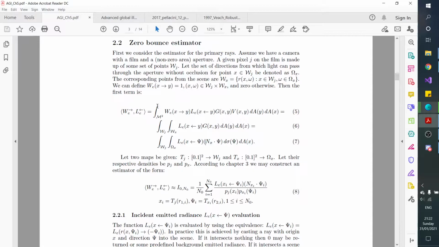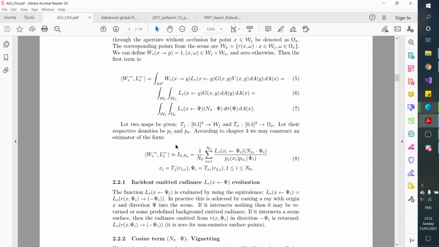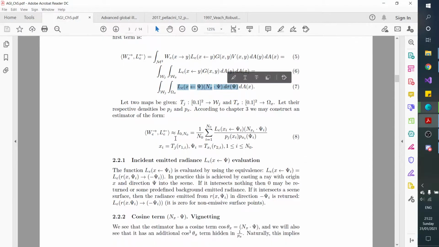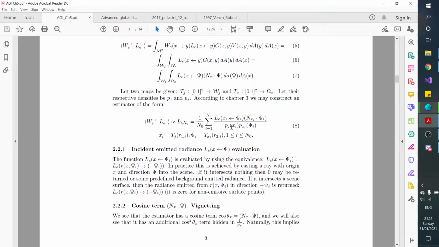So you can see that this inner product is simply an integration over the pixel and an integration over the directions from which light can arrive at that pixel. Finally, we can take that and write an estimator for it if we have a mapping from 0, 1 squared to the sensor, and a mapping from 0, 1 squared to the directions that we care about, or if we have a pinhole camera, this mapping is unnecessary. And we have the densities with respect to this mapping here and here. So this is our estimator.